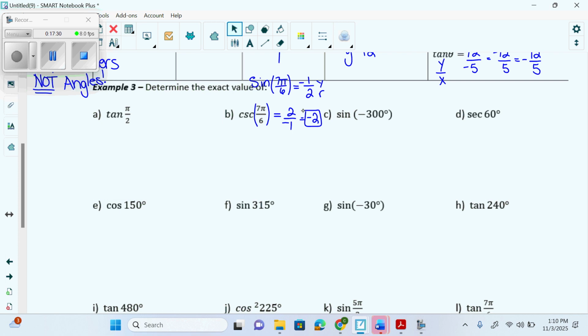All right, sine of -300. As much as I love -300, I like its coterminal angle better. How do I get its coterminal? -300 plus 360. So it's going to land on 60. So sine of -300 is equal to sine of 60, because they terminate on the same coordinate.